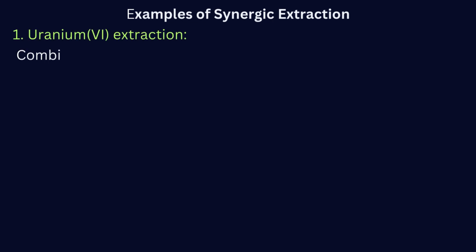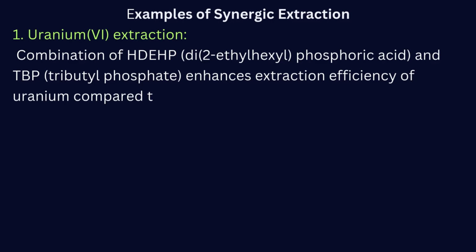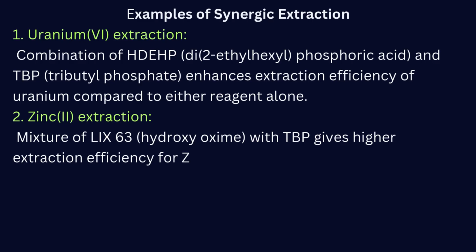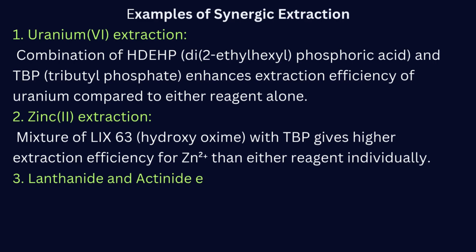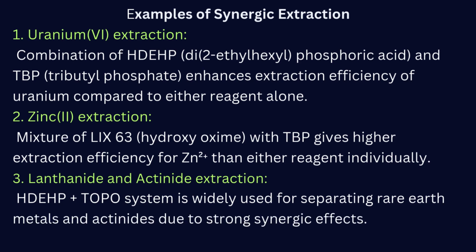First one is uranium-4 ion extraction. The combination of HDEHP, di-2-ethylhexyl phosphoric acid, and TBP, tributyl phosphate, enhances extraction efficiency of uranium compared to either reagent alone. Second one is zinc-2 ion extraction. A mixture of LIX 63, a hydroxyoxime, with TBP gives higher extraction efficiency for zinc-2 ion than either reagent individually. And third one is lanthanide and actinide extraction. The HDEHP-TOPO system is widely used for separating rare earth metals and actinides due to strong synergic effects.